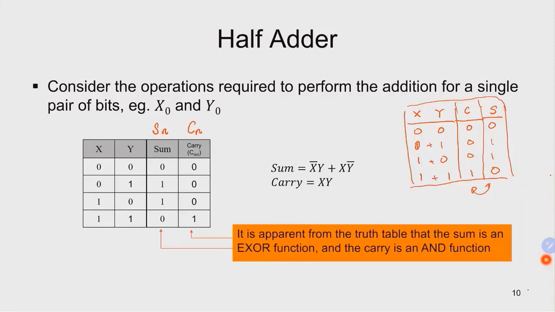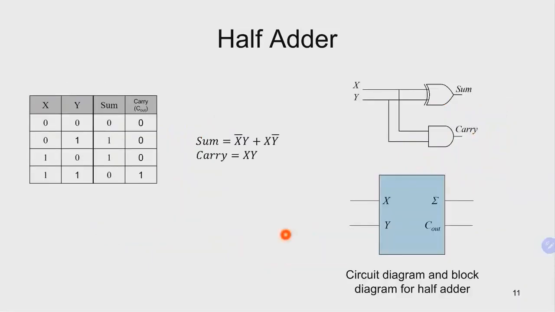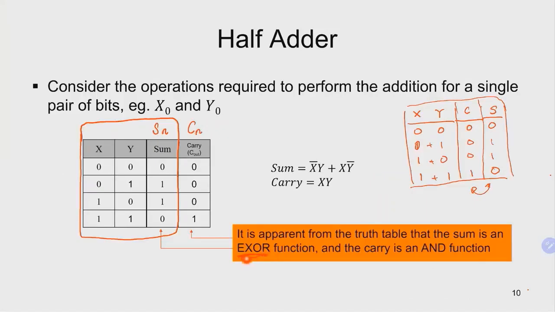From this truth table, if you look at the sum column, you can see that 0, 0 gives us 0, 0, 1 gives us 1, 1, 0 gives us 1, and then 1, 1 gives us 0. So going back to your basic logic gate truth tables, I'm sure you can identify this truth table as an XOR function. So we can perform our sum output using an XOR gate. And then if you look at the carry column, you can see that this is a 2-variable AND gate.